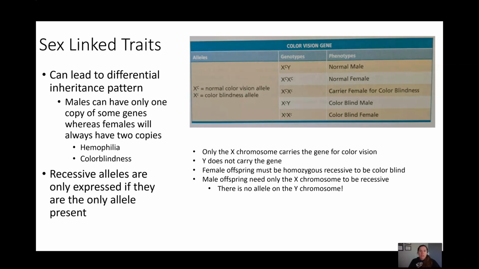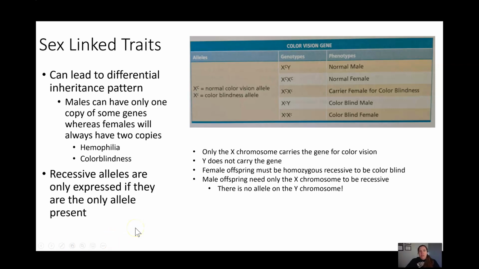Traits that are linked to alleles found on your sex chromosomes. Well, what this does is it leads to a differential inheritance pattern. So for females, we always have 2 copies of every gene because all our autosomal genes are paired, and our sex chromosomes are also paired because we have 2 copies of the X chromosome. Whereas males have only 1 copy of those genes that are found on the X chromosome, because the Y chromosome doesn't have them.